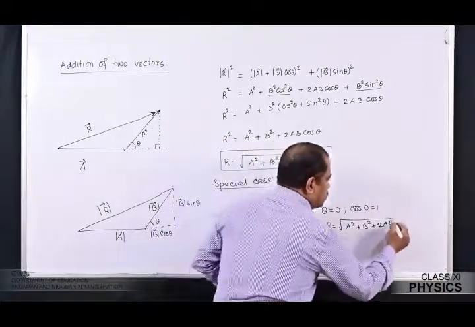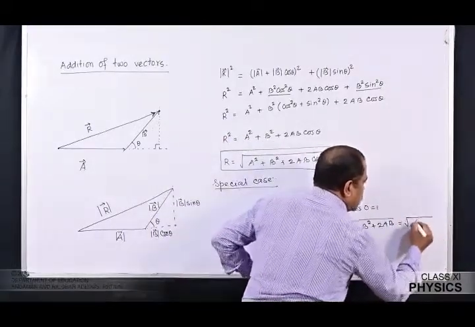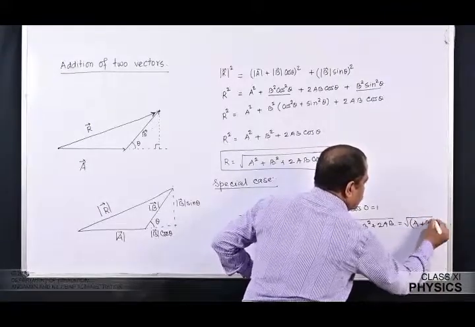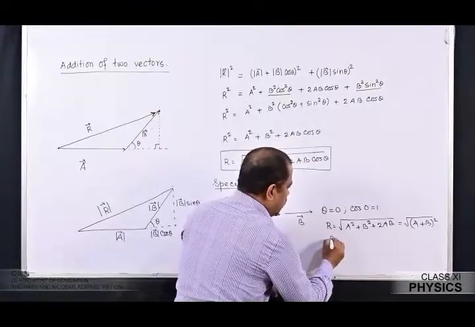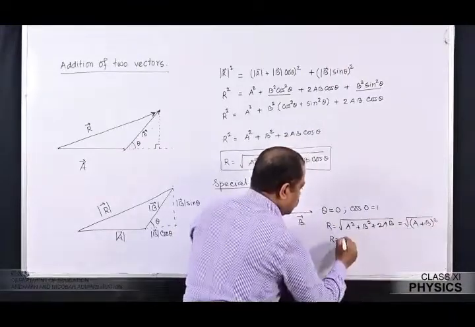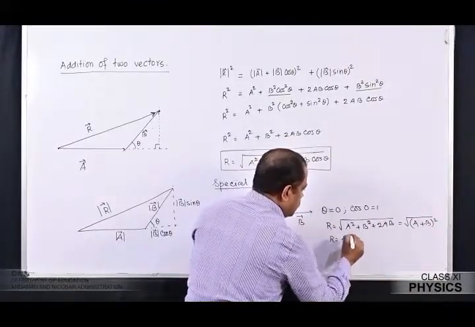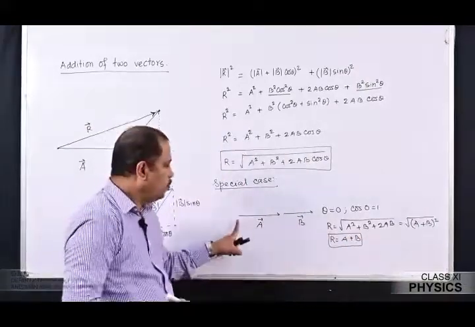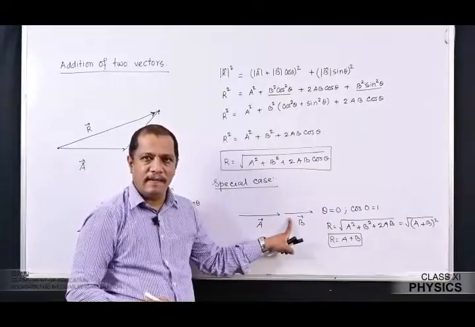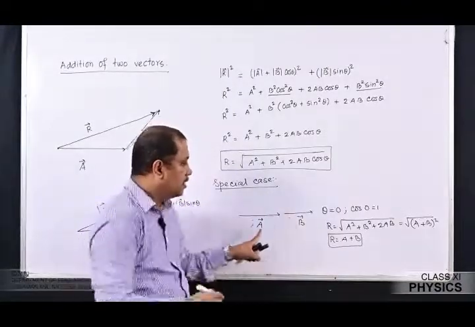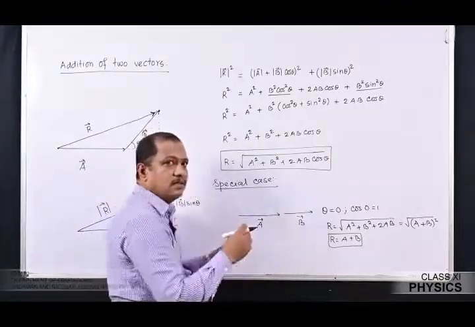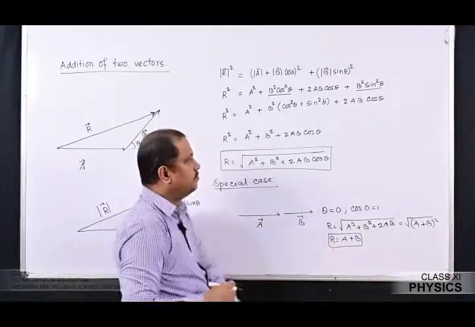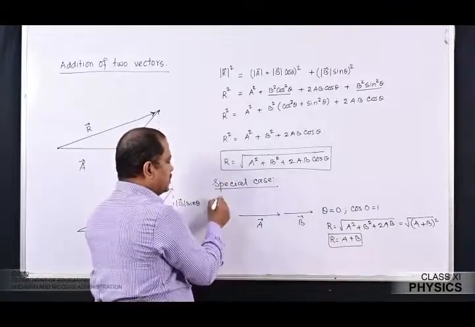Now I can write this as (A plus B) whole square, or I would say that R is equal to A plus B, since I can remove the root. The wonderful expression we have got in the special case: when two vectors are lying along the same line, then the resultant of the sum of the two vectors is going to have a magnitude of R equal to A plus B. Now I look for the second special case.